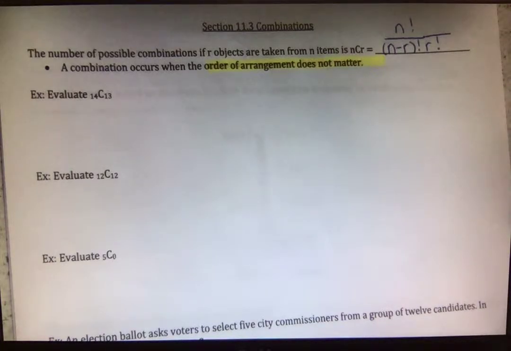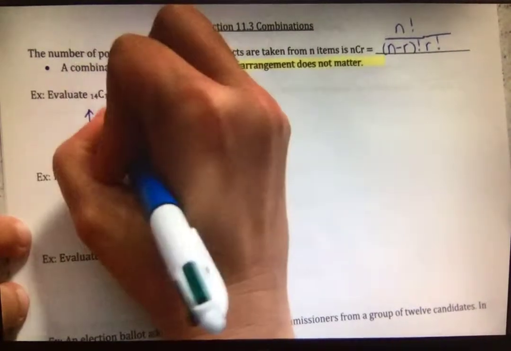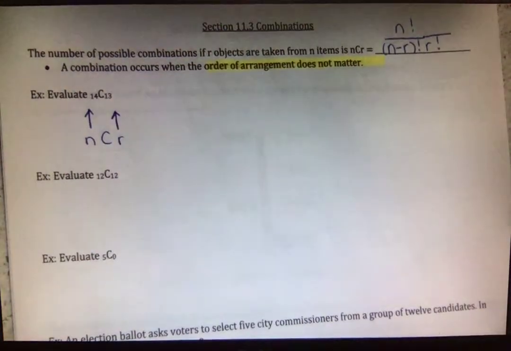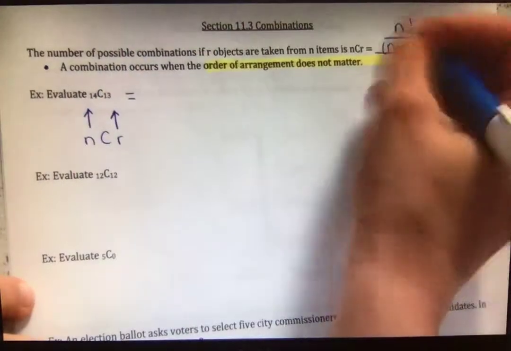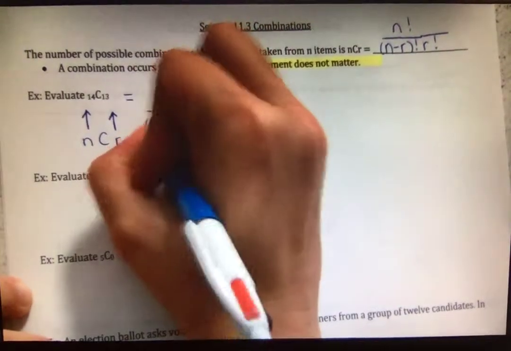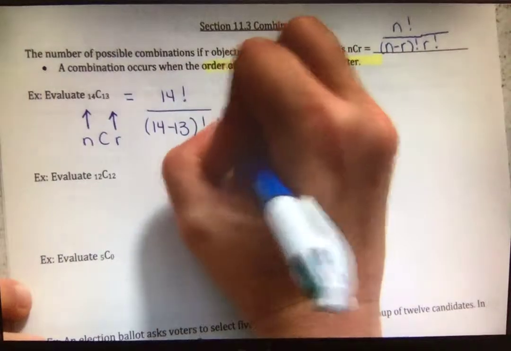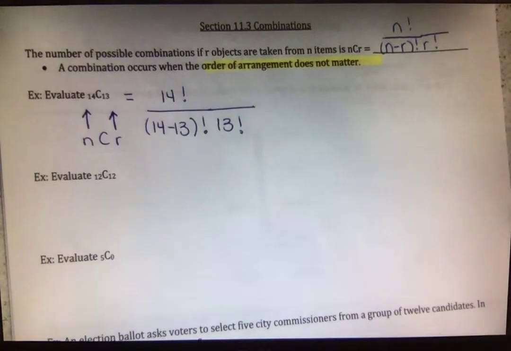Let's play with this formula this time. We have 14 items, and we're choosing 13 of them. Can you just amuse me and do it longhand one time? So N choosing R items, out of 14 we're choosing 13. In our formula, that's 14 factorial divided by 14 minus 13 factorial times 13 factorial. Wherever we see an N, we plug in 14. Wherever we see an R, we plug in 13.